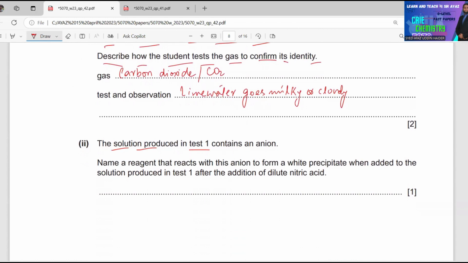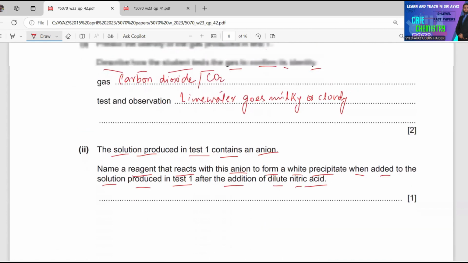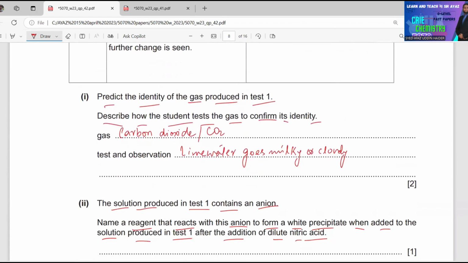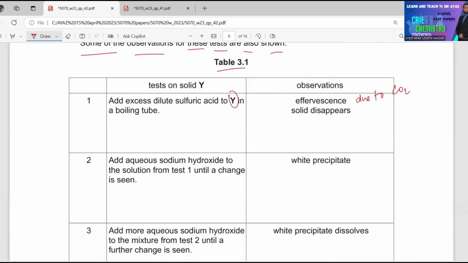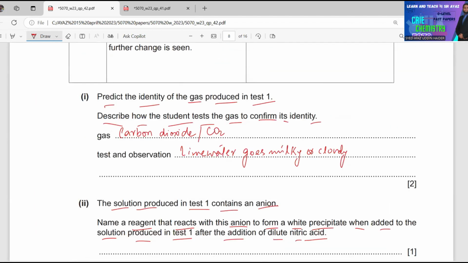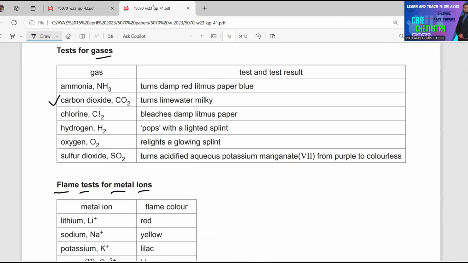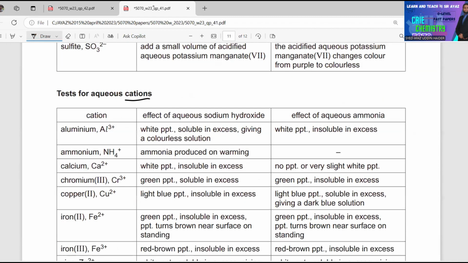Number 2, the solution produced in test 1 contains an anion. Name a reagent that reacts with this anion to form a white precipitate when added to the solution produced in test 1 after the addition of dilute nitric acid. So in test 1, they are containing an anion, and they are saying that it's producing a white precipitate after addition of acid. What will be the name of the reagent that produces a white precipitate?